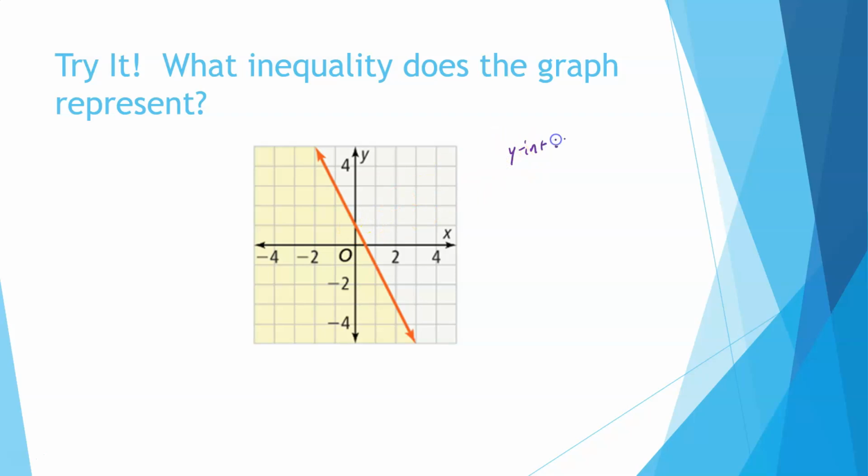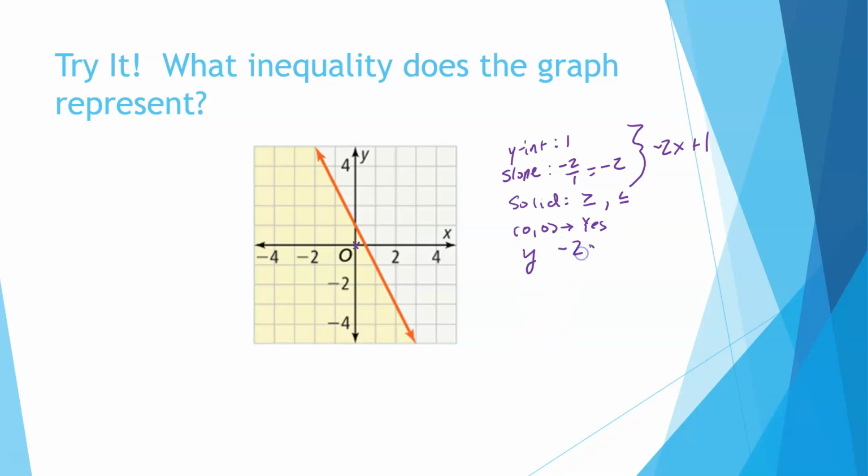I'm not going to show as much, but my y-intercept was 1. My slope was -2 over 1, which was -2. So you should have had -2x plus 1. It is solid, so you're either going to have greater than or equal to or less than or equal to. I am allowed to use my point 0, 0. And 0, 0 is a solution.